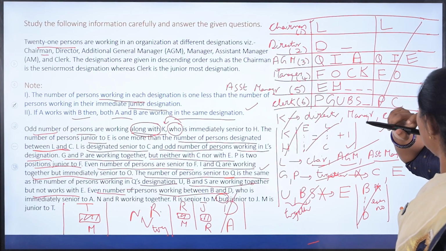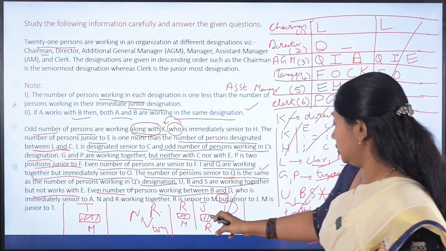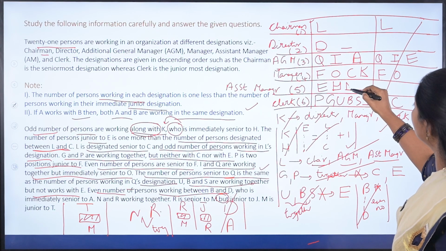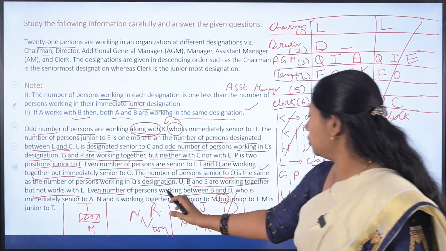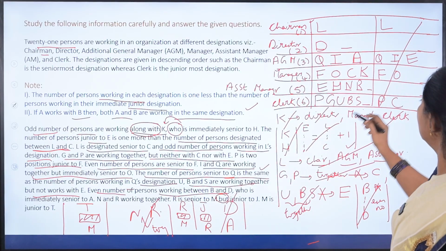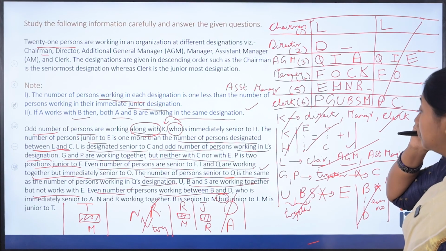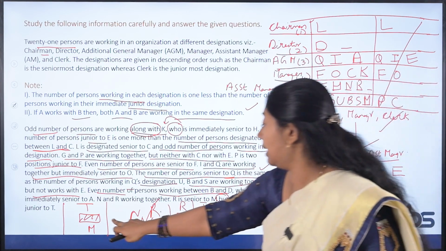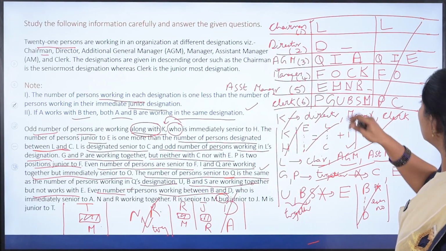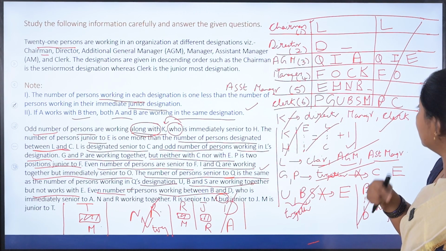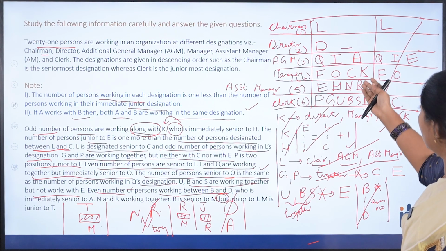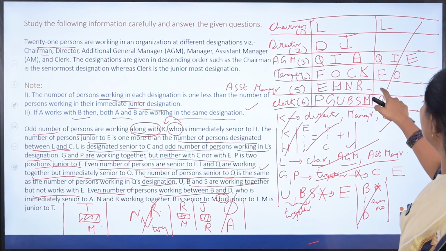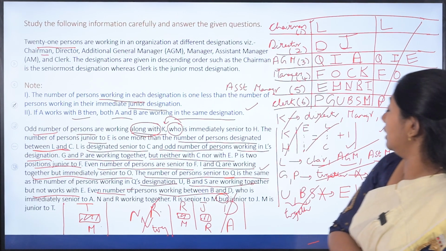Now we will use this condition: only N and R are together. N and R are together, so the only possibility is here, N, R. These both are together. And N is senior to M, so M can come only here, and T is senior to M, so T should come above. R is senior to J, and J is senior to R, so the only possibility is J can come here, and T is senior to M. So this is the arrangement.